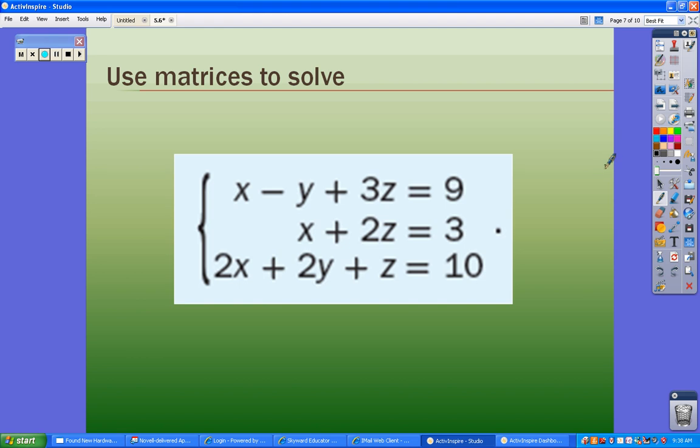Let's make our matrix equation first. First we start with our coefficients, and you have to be careful because we're talking about x, y, then z. So I have 1, negative 1, 3 with my coefficients. X is 1. There's no y here, so we do need to fill that in with a 0. Z is 2, and down below I have 2, 2, and 1. Okay, that is being multiplied by x, y, z, and that's going to equal 9, 3, 10.